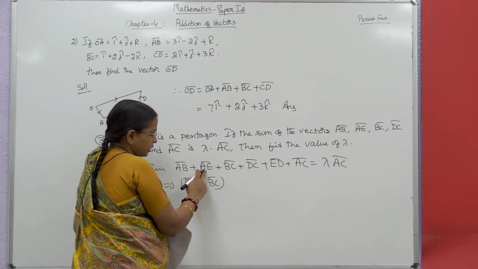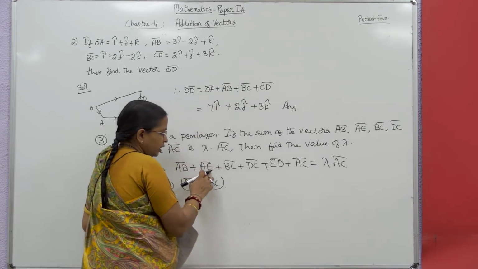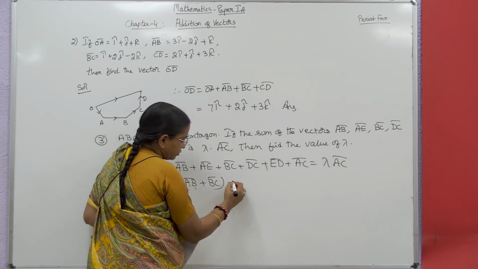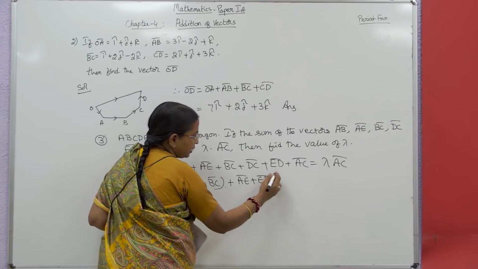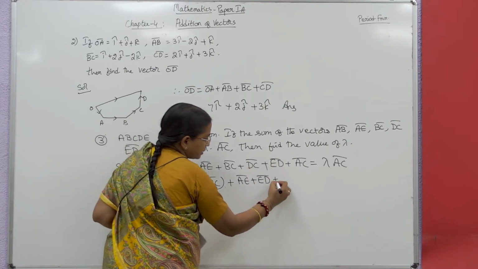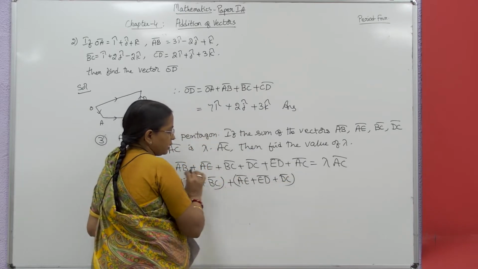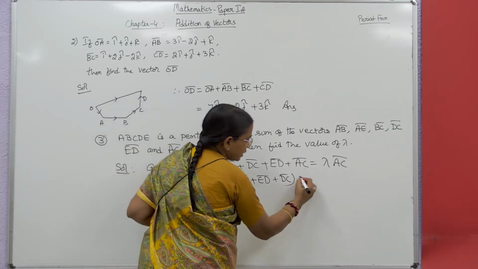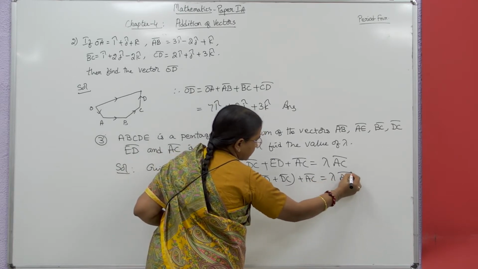Then again, if you see AE, you should start with AC. AE's continuation is here, AD. So I'll write AE plus ED, and ED's continuation is here, plus DC. So group these three terms. Now one extra AC is there, that you write as it is. So this is equal to lambda AC.